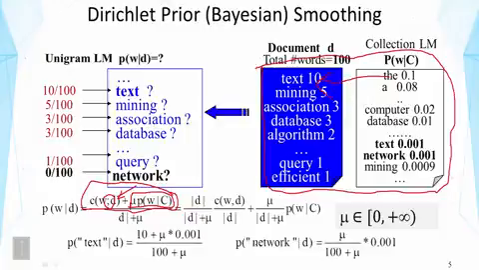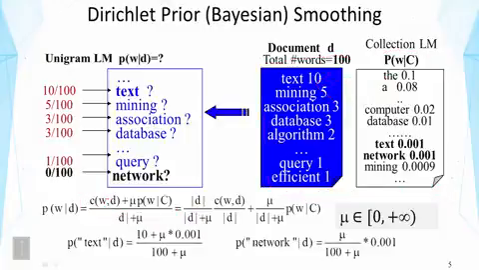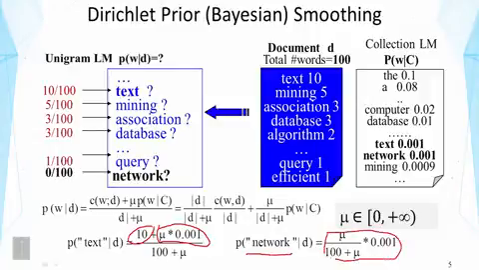Let's also take a look at some specific example here. Right, so for "text", again, we will have 10 as the original count that we actually observe, but we also add some pseudo count. And so the probability of "text" would be of this form. Naturally, the probability of "network" would be just this part. And so here you can also see what's alpha sub d here.